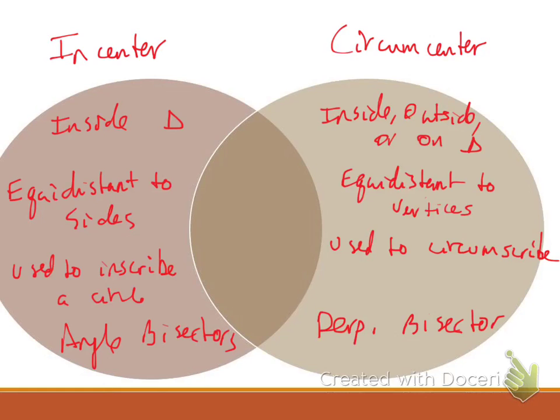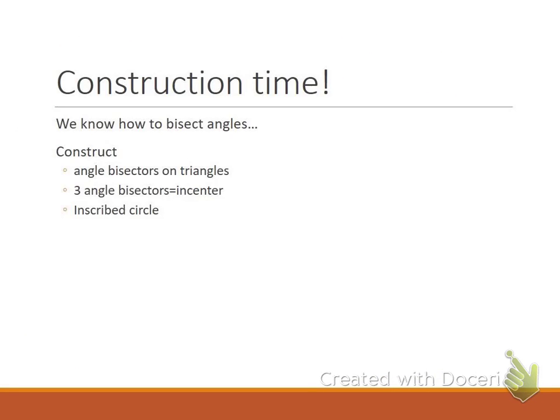The only similarity between the two is that both of them are those points of concurrency, right? They're both created by segments that are intersecting all together. Okay? Maybe that'll help. So angle bisectors lead to incenters. Perpendicular bisectors lead to circumcenters. Okay? All right. Now it's time for some constructions.